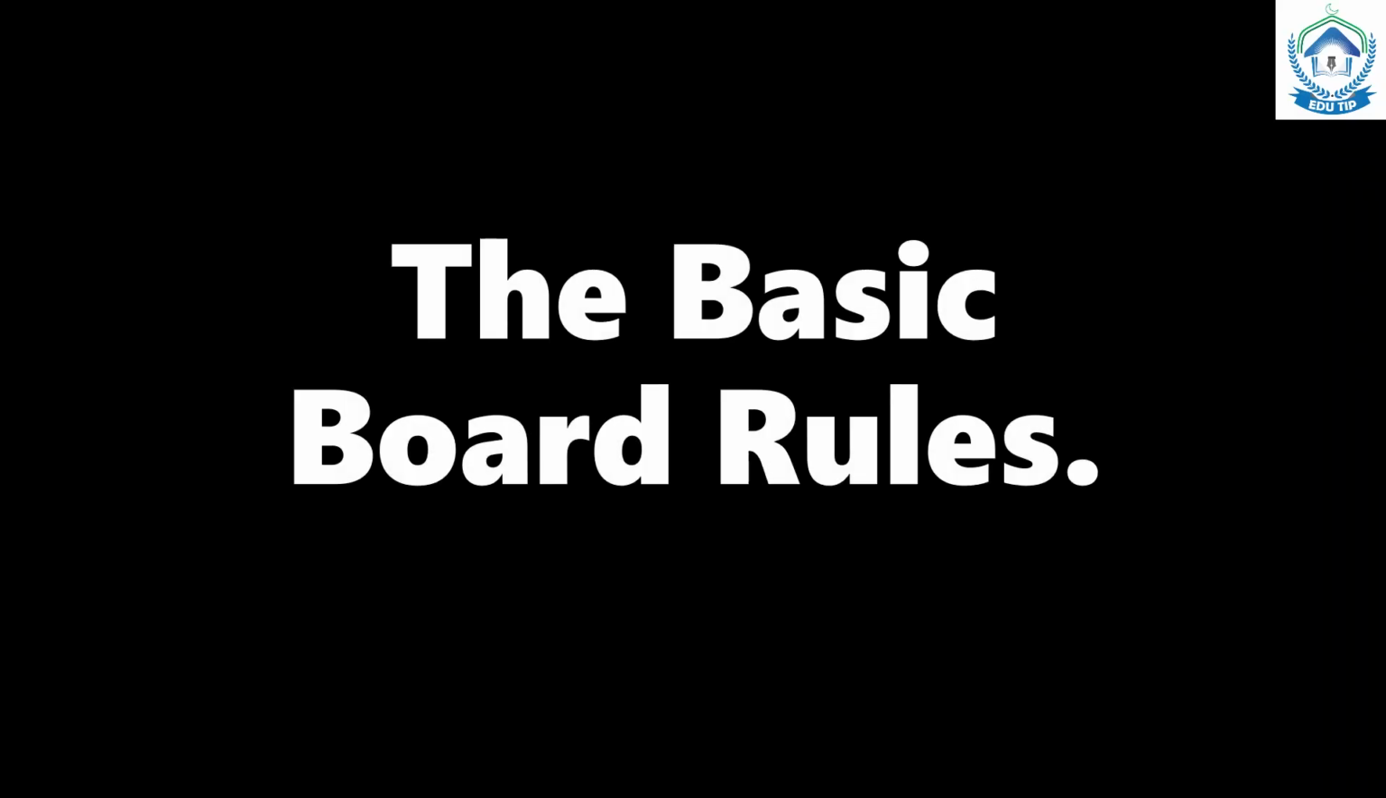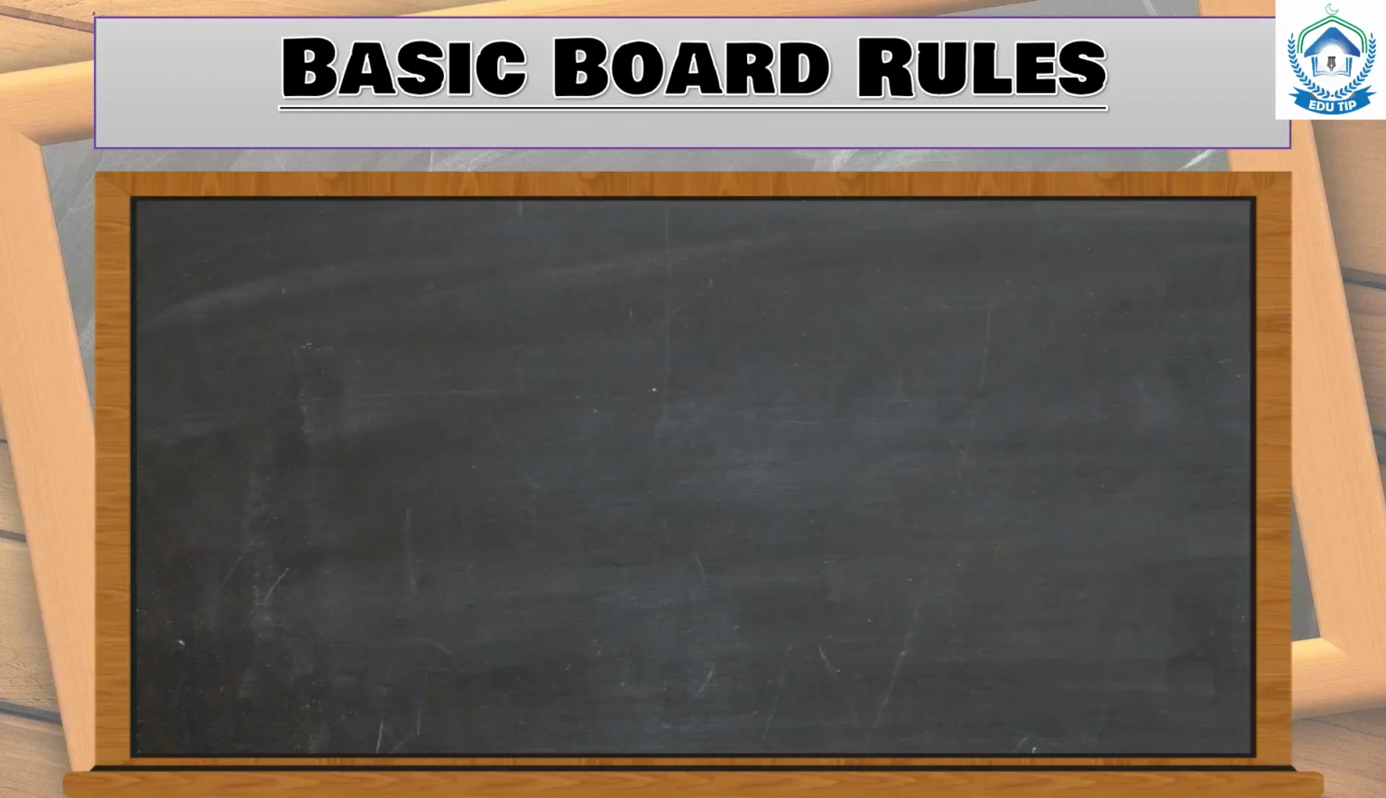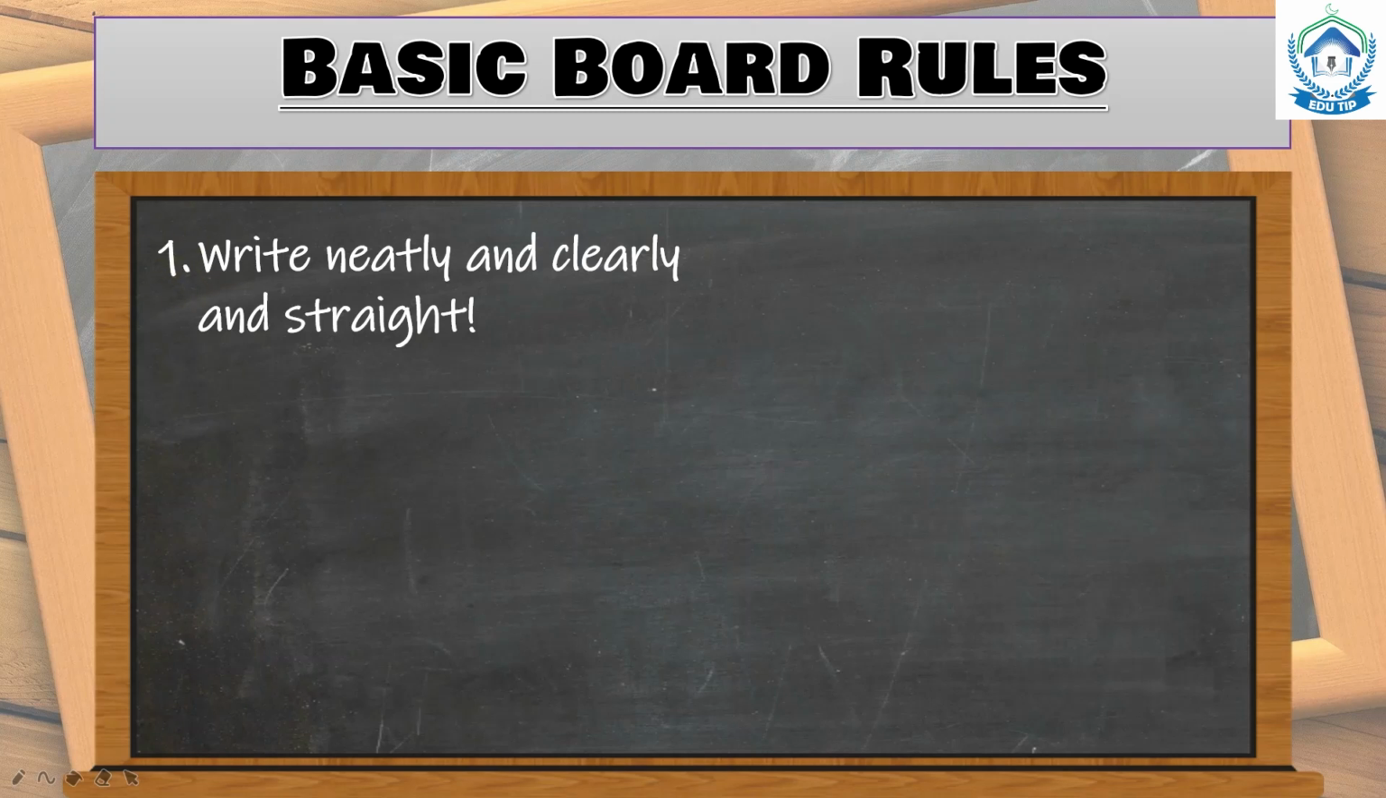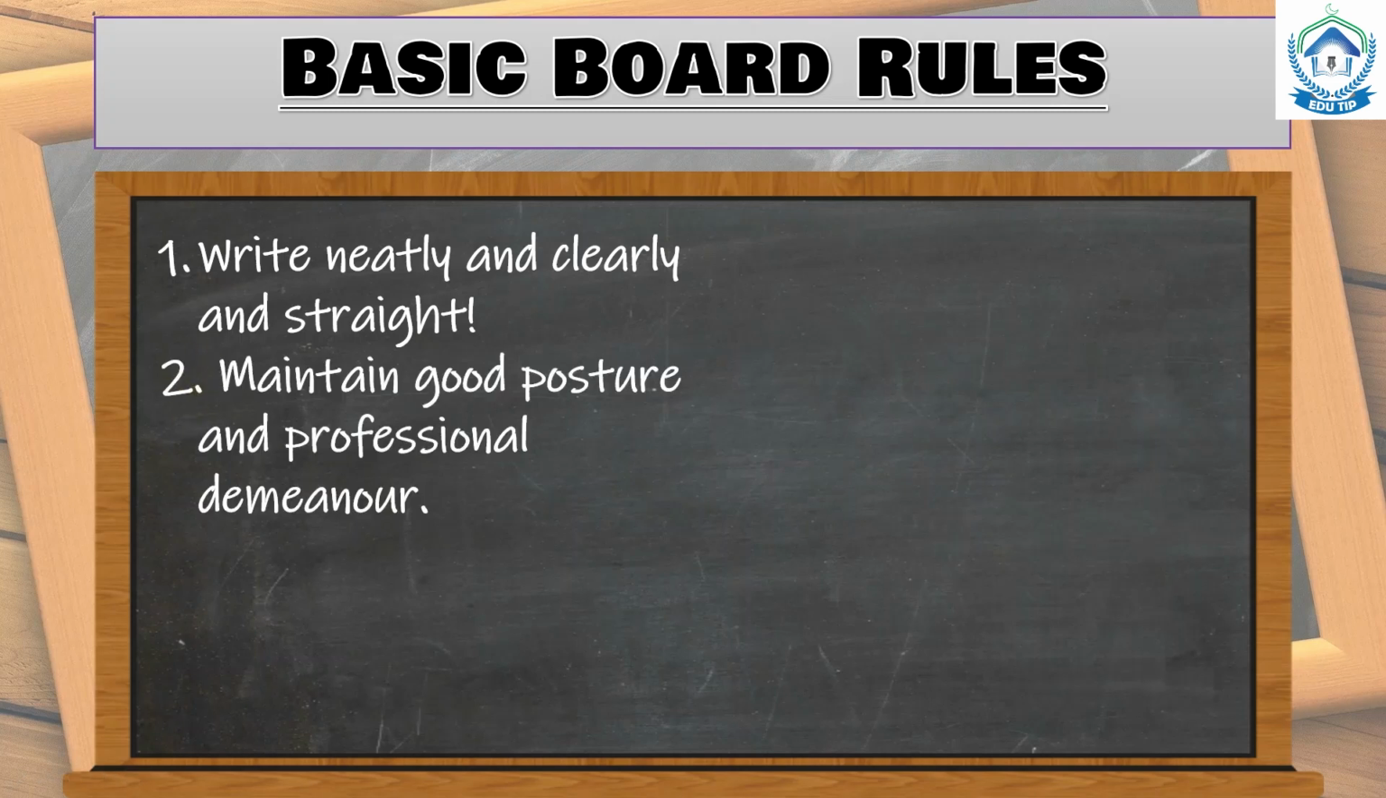So, now let's go over some basic board rules. Number 1. You want to write neatly and clearly and straight. You want to write large enough for everybody to be able to see. Number 2. You want to maintain good posture and a professional demeanor at all times. This is sometimes overlooked by teachers, but it reflects on your class as well. If you are slouching and looking like you don't care, then the children or students will feel the same way.